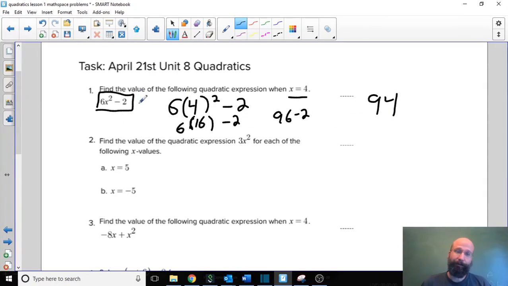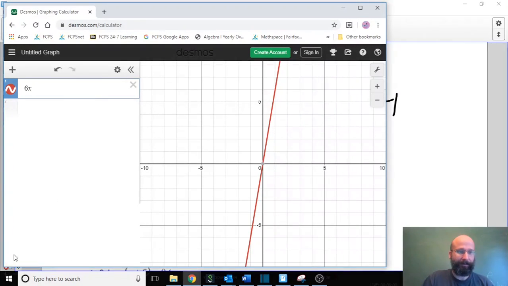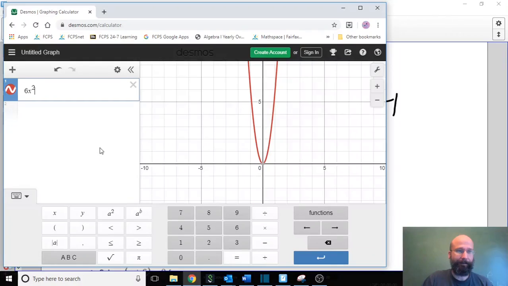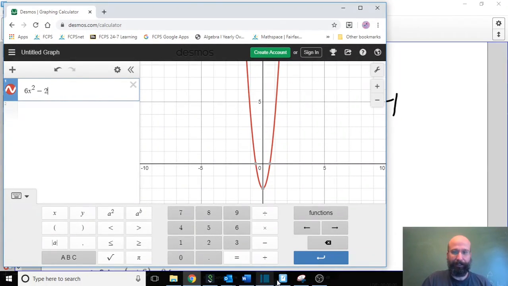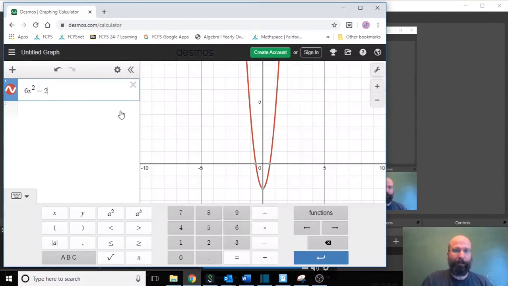Let me show you on this one real quick how to use Desmos. I won't show you on the other ones like this, but on this one I will. So it's 6x squared minus 2, and x equals 4. You go over here and put 6x squared, hit the plus key, hit this to make it square, and it's minus 2. I'm going to check. Minus 2, yeah, and x equals 4.